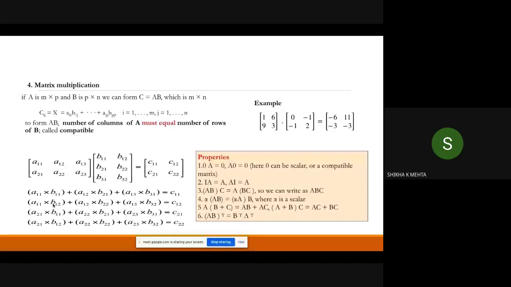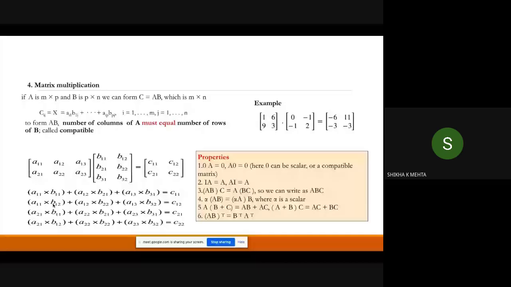So what we do is multiply the row of the first matrix with the column of the second matrix for the first element C11. The first row with the second column of the second matrix gives C12. Similarly, we get C11, C12, C21, and C22, all the elements. So the new matrix that we are getting is 4 by 4.